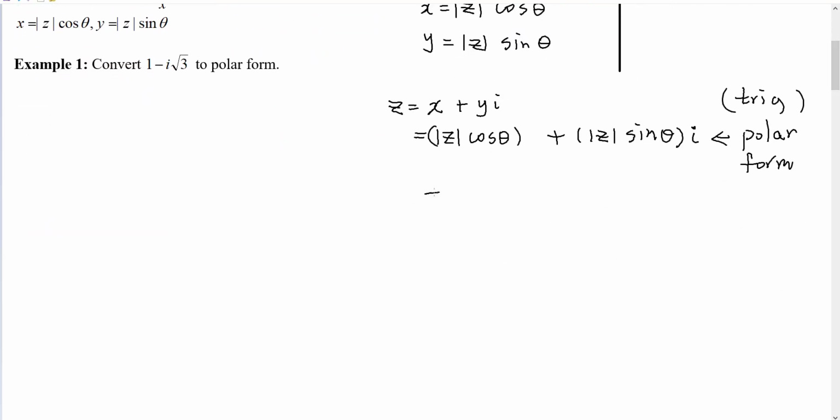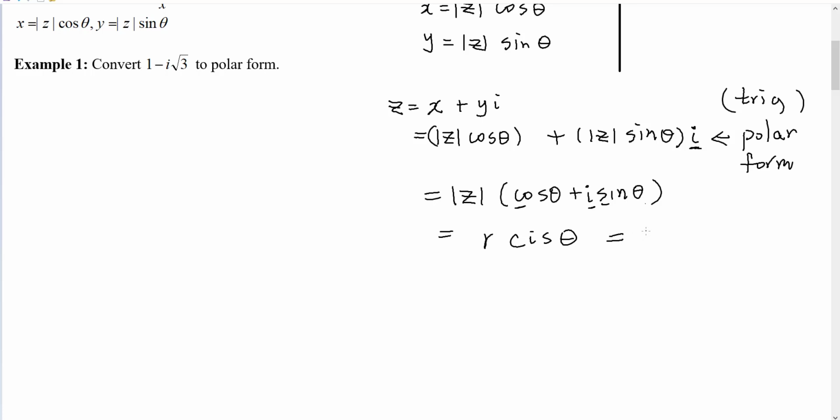Now, since the absolute value of z is a common factor, I can take it out and write it times cosine theta plus i sine theta. I put i in front of the sine theta to make sure i is not inside the sine function. Sometimes we write this as r cis theta, which is a notation your textbook might use.